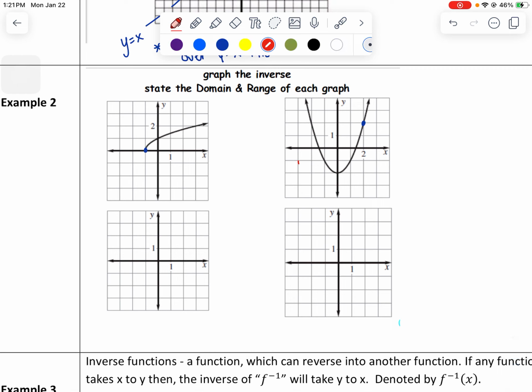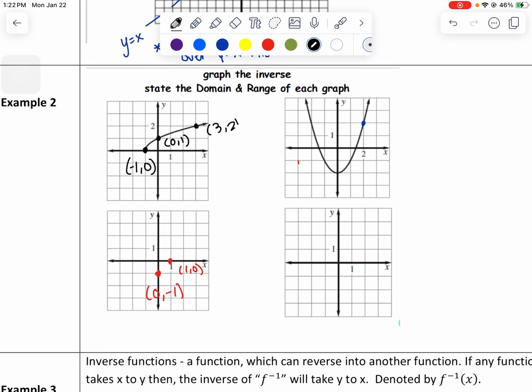I think the easiest way to graph an inverse given an original graph is just to find some points of the original. So like this point on top here would be -1, 0. So then the inverse would be 0, -1. Graph that. Then another point, the original, like this one, is 0, 1. So then the inverse would be at 1, 0. And then maybe one more.